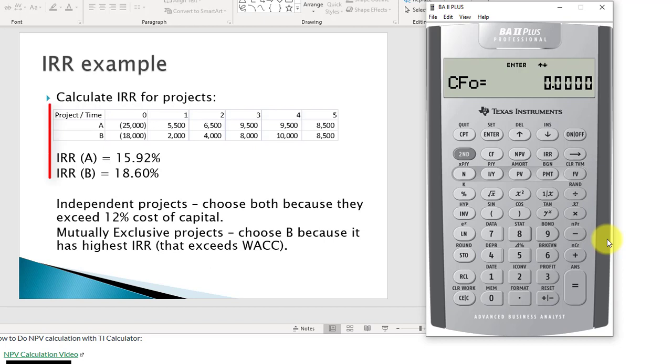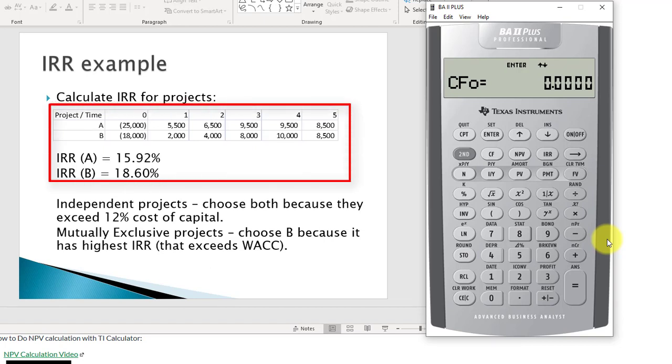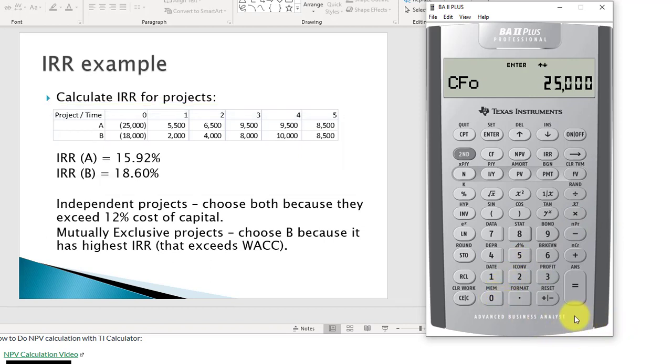If I look over here to the left, we're going to do project A first. The very first cash flow at time period 0 is a negative 25,000. So I'm going to type in 25,000, hit the change sign, and hit enter to put it into time period 0. I hit the down key and I'm now looking at cash flow 1. That number is 5,500. I will hit enter to put it in there.